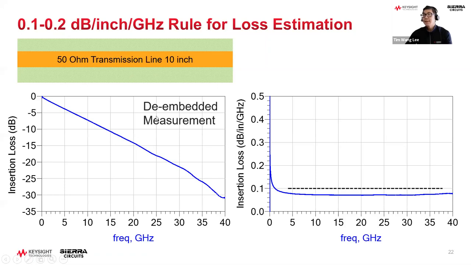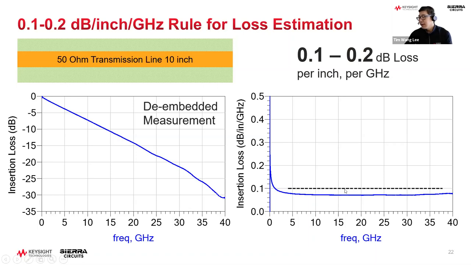Given that measurement, I can divide that by the frequency and then divide that by 10 inches. What this tells me is, from 5 gigahertz up to 40 gigahertz, it's a really flat loss curve right here. And if I want to play it safe, instead of calling it 0.08 dB, I call it 0.1 dB. Now, depending on what kind of substrate you use, it could be lower or higher. But generally, if you have a 50 ohm transmission line, 0.1 to 0.2 dB loss per inch per gigahertz is a really, really great metric to use. I use this all the time.